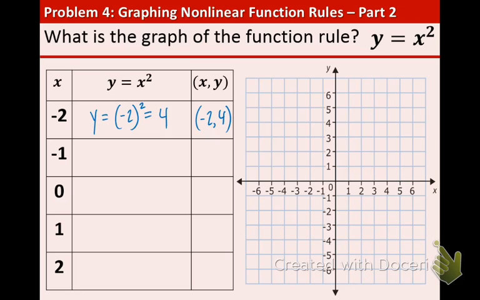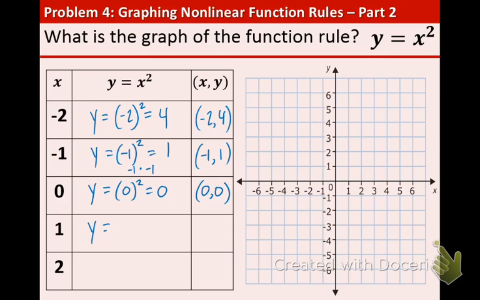We're going to input the -1 now. So -1 squared means -1 times itself, and that is +1. So -1 comma 1. We're inputting the 0. 0 squared is just 0. So we have 0, 0. Inputting the 1. 1 squared is 1. 1, 1. And the last one, inputting the 2. 2 squared is 4. 2 comma 4.